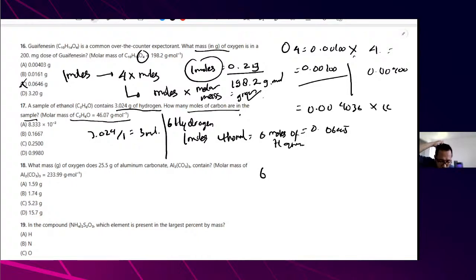Yes, I understand. It should be the correct answer. Should be D. I understand number 17. Yeah, D. But how to get it?